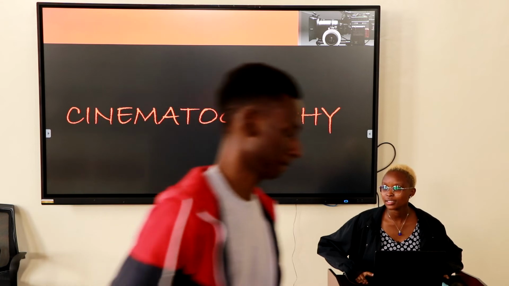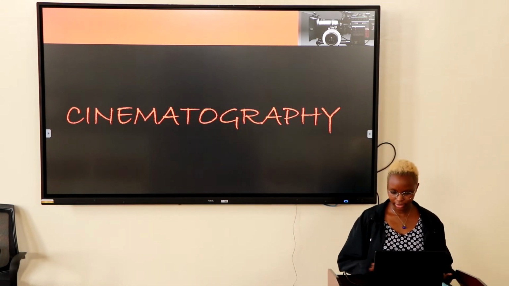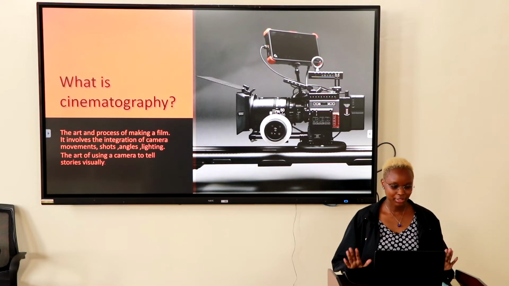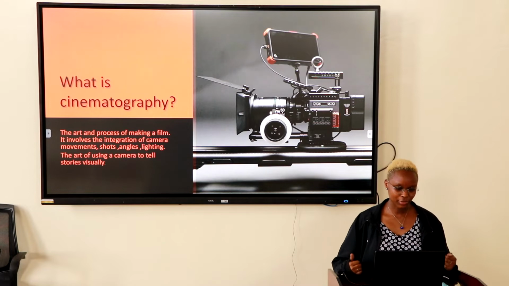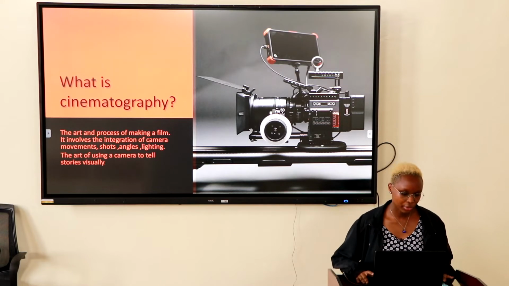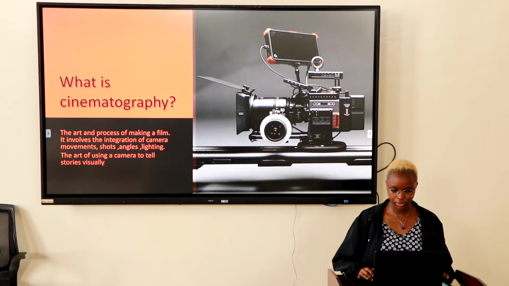Okay, so hi guys. Today we'll be discussing cinematography. What is cinematography? Cinematography is the art and the process of making a film. It involves the integration of camera movements, shots, angles, and lightings. Or you can simply say it's the art of using a camera to tell stories visually.